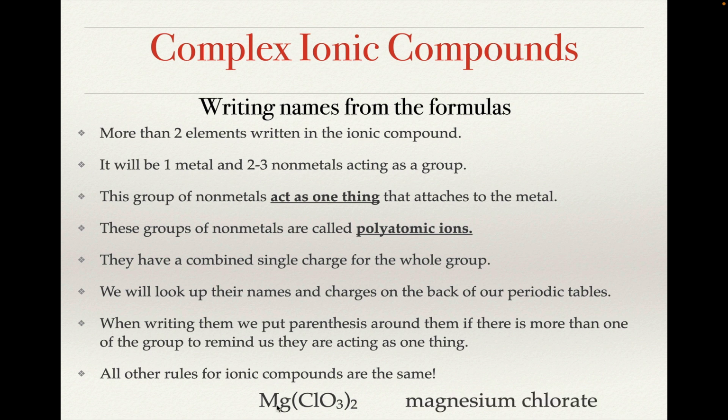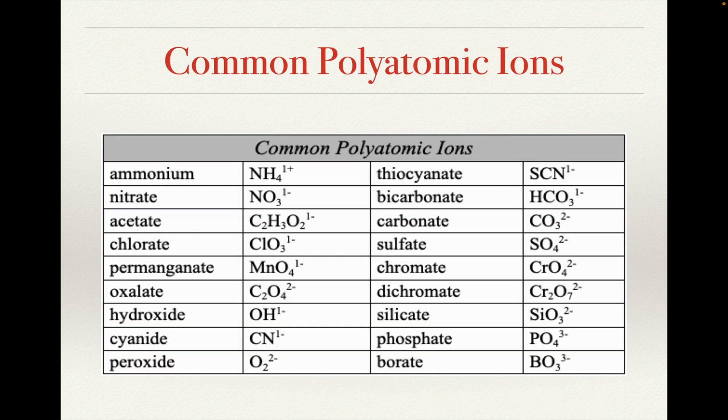We have magnesium, and if we look at the back of our periodic table, we find ClO3, and it's called chlorate. That's the name of it. Don't need to change anything, don't need to modify anything. So we just say this is magnesium chlorate, okay? Here are our polyatomic ions. You will not need to memorize these. You can look them up anytime you want.